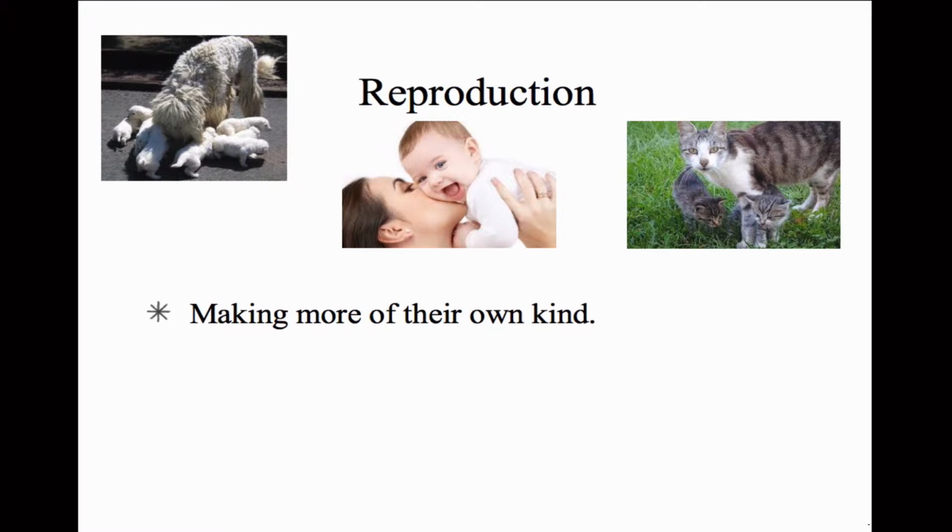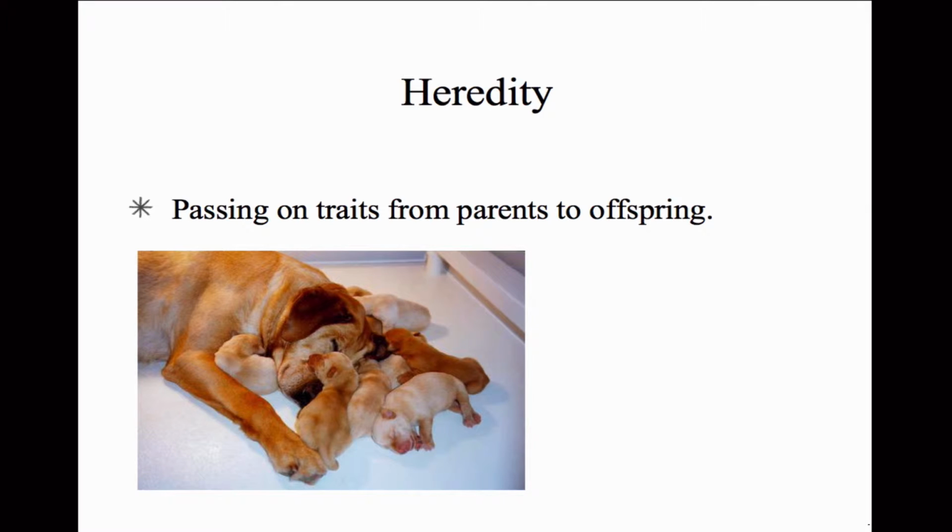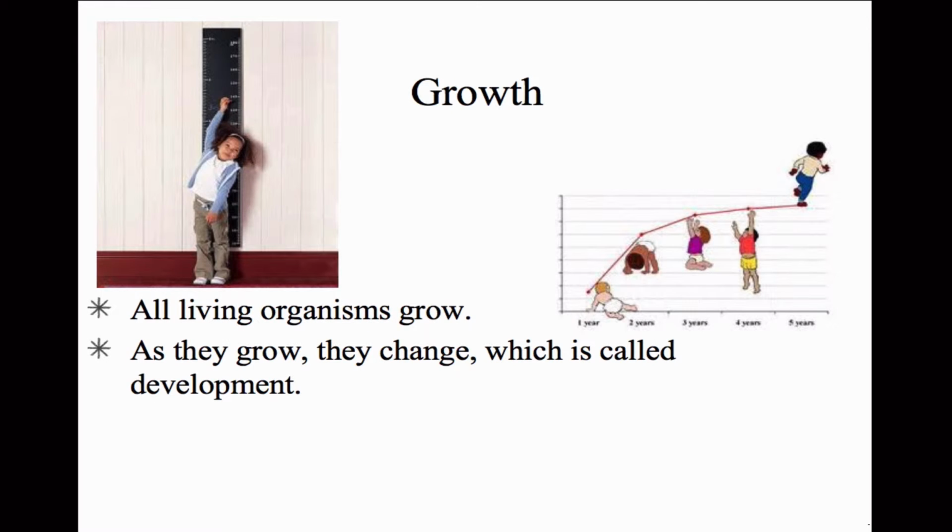Reproduction is making more of their own kind. So all living things do this, whether they are humans or cats, dogs. Plants have to reproduce. They have to make more of their own kind. Sponges in the ocean. All living things have to reproduce. And heredity is closely tied to reproduction because heredity is passing on traits from parents to offspring. So this is why oftentimes we see that the offspring looks a lot like the parent. The next one is growth. So all living organisms grow, and as they grow, they change, which is called development.